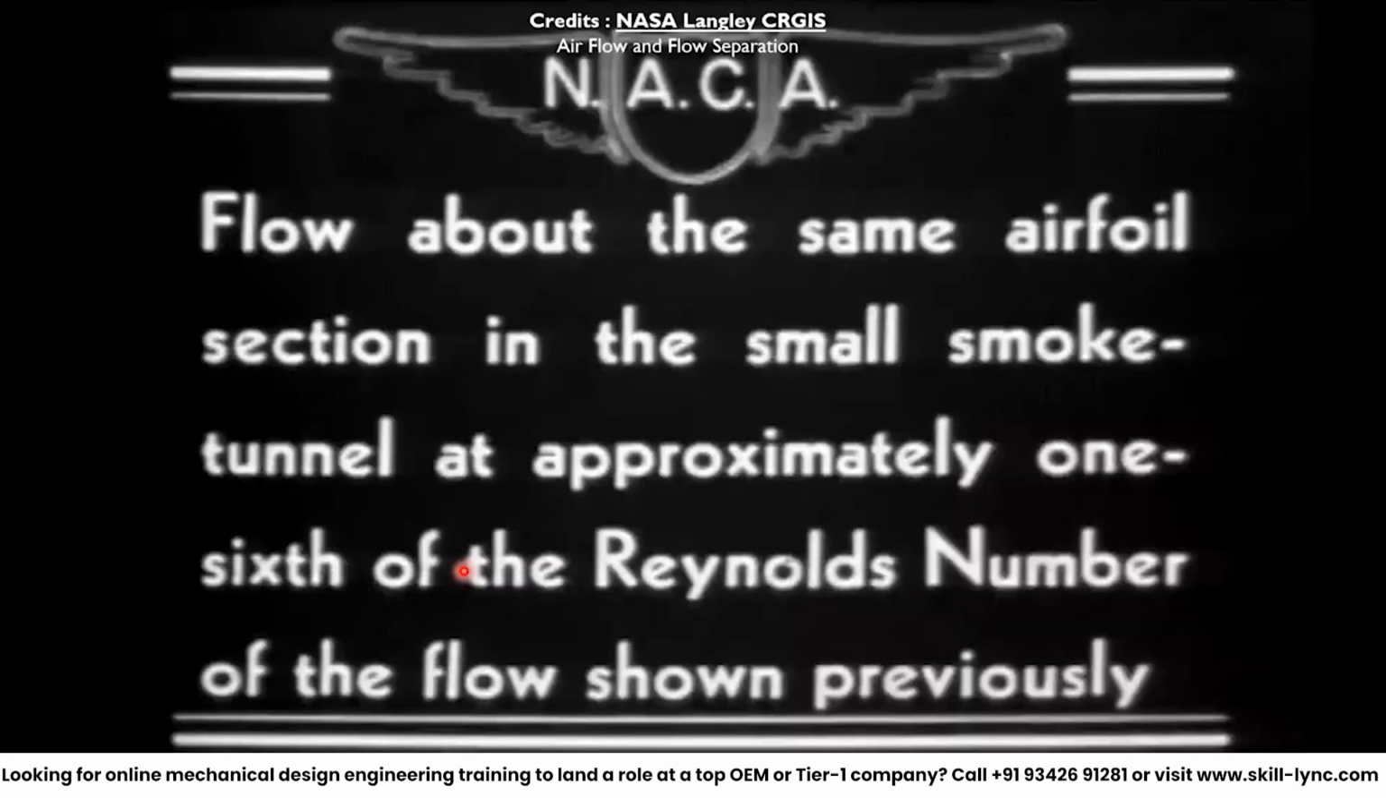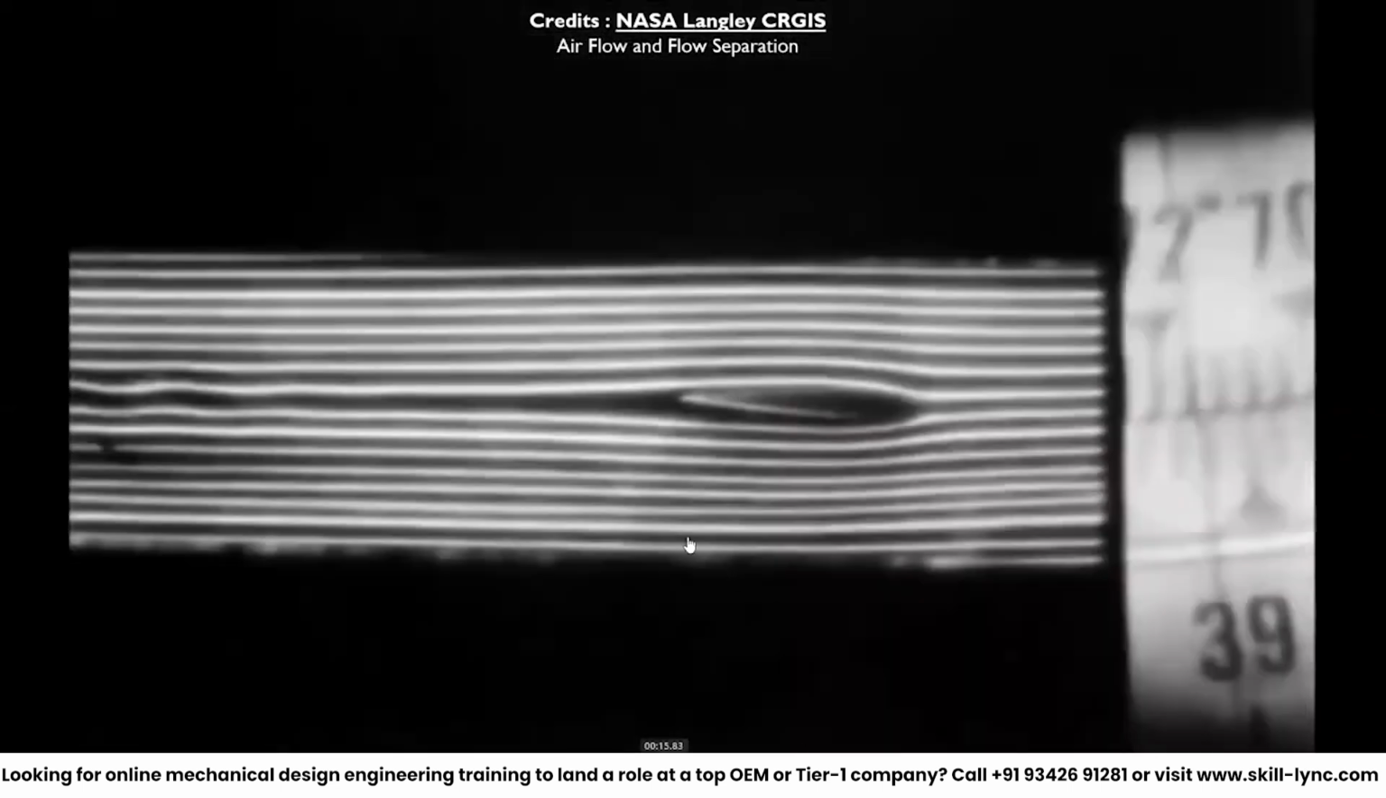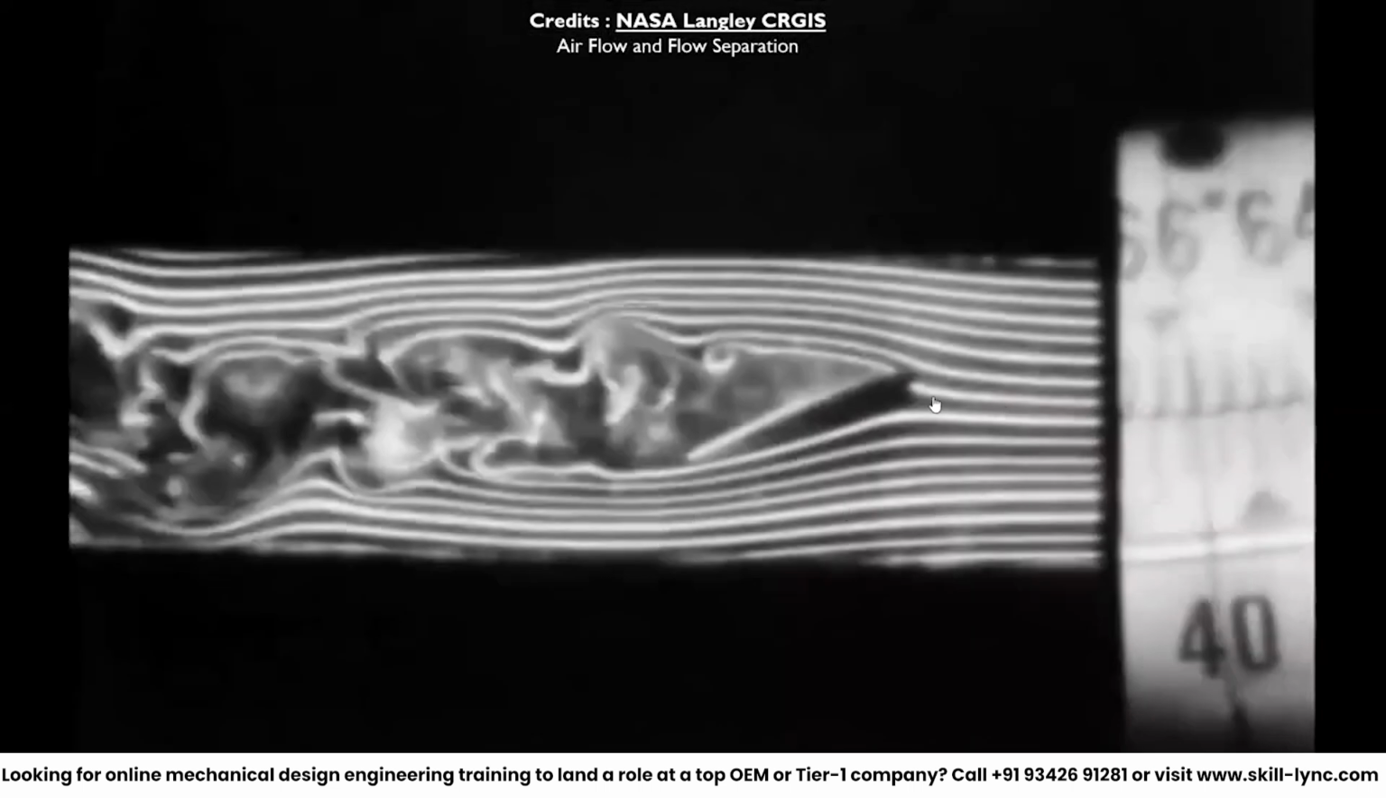Let me pause the video where we can see. Yeah, so we can see at these places the flow is attached to the surface, and on the top the flow is attached to the surface. But at this area, the flow is not at all attached. That's called the flow separation from the body.